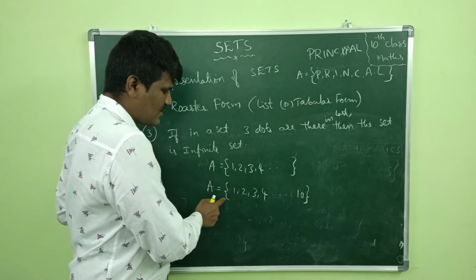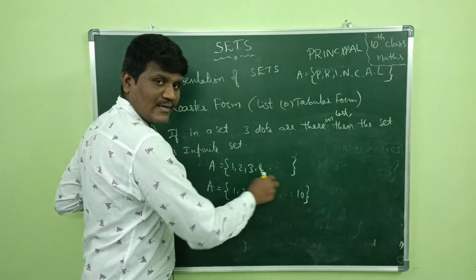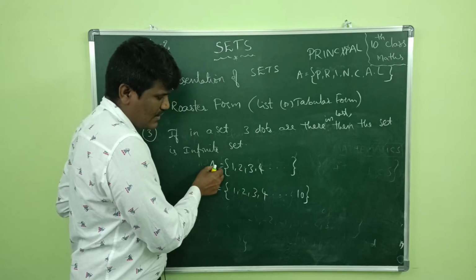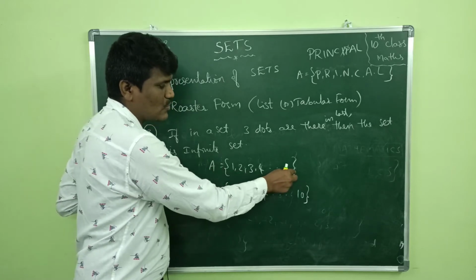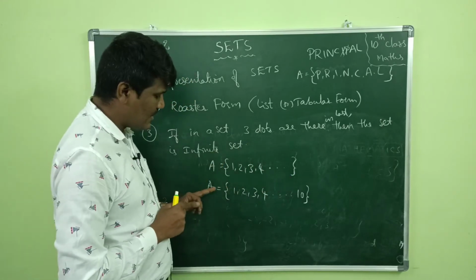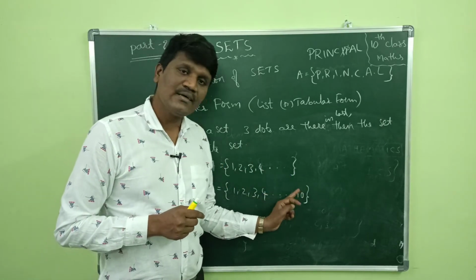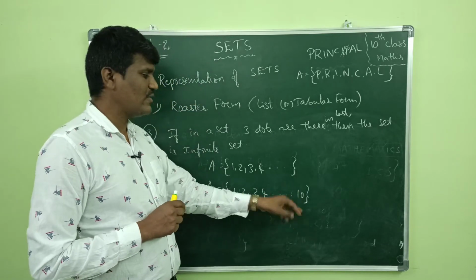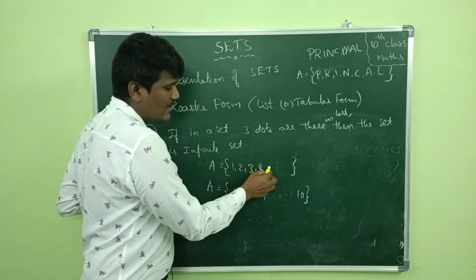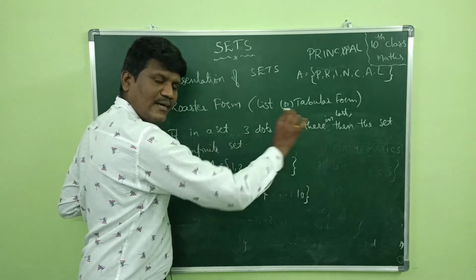If you observe A = {1, 2, 3, 4, ..., 10}. Observe these two. In the first one, A = {1, 2, 3, 4, ...}, there are 3 dots. But in the second one, A = {1, 2, 3, 4, ..., 10}, at the end I am having 10. So what does it mean? In the first one, 3 dots are there and nothing at the end.